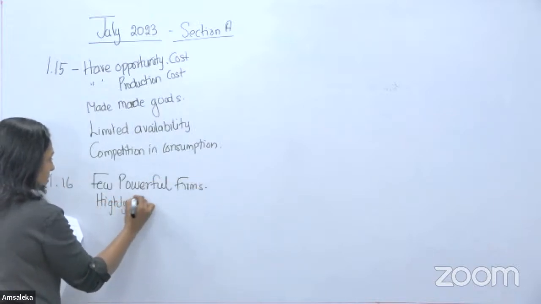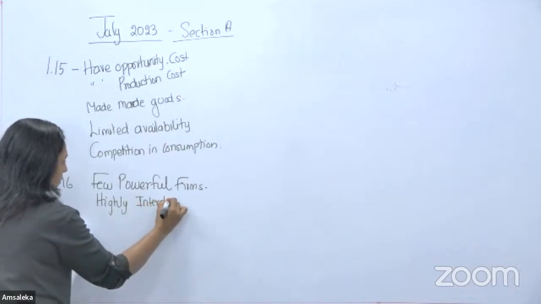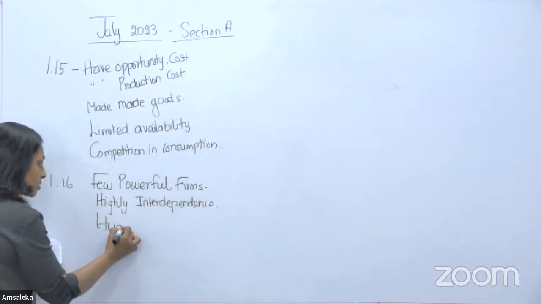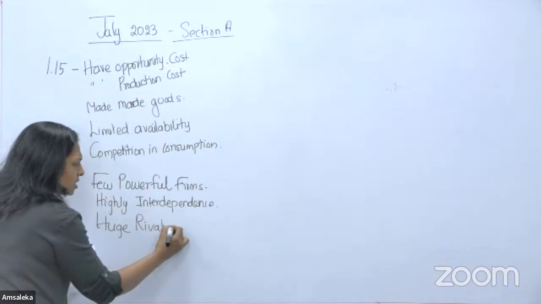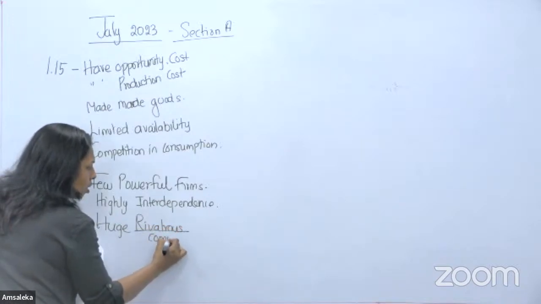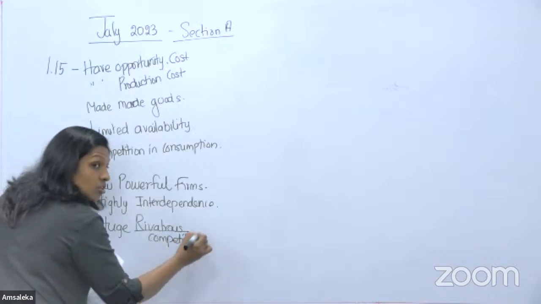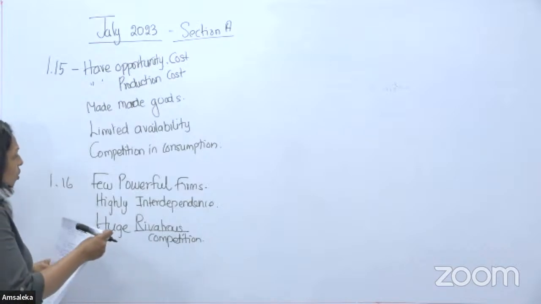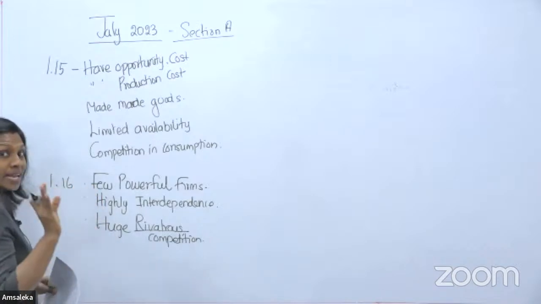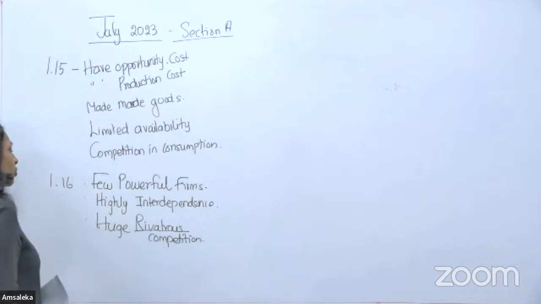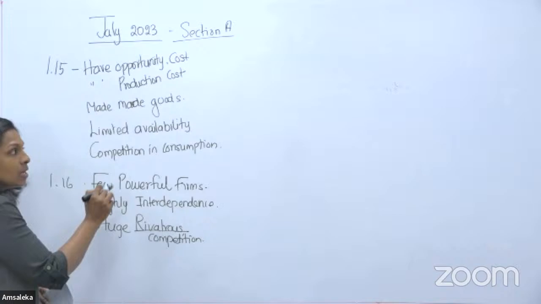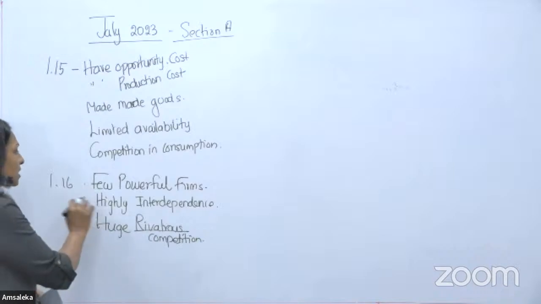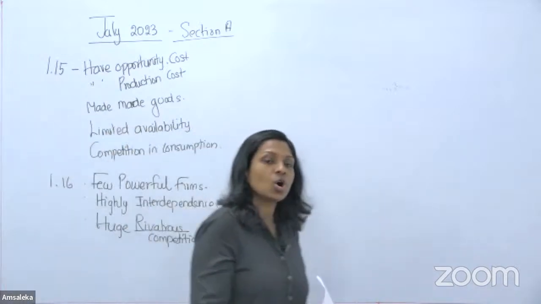Highly interdependent. Huge rivalries. What is the meaning of rivalrous? Competition. So it's a highly competitive market, right? Okay, huge rivalrous, right? Likewise, you can write anything related to the oligopoly market. Any of these two you can write. So these are very easy points I am pointing out, which you can easily remember to mark. So state 2. You are going to start writing only 2.